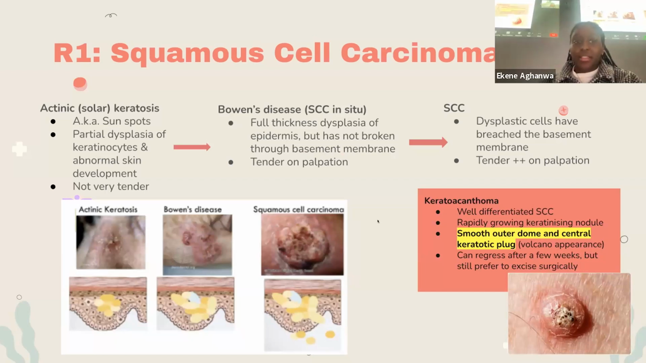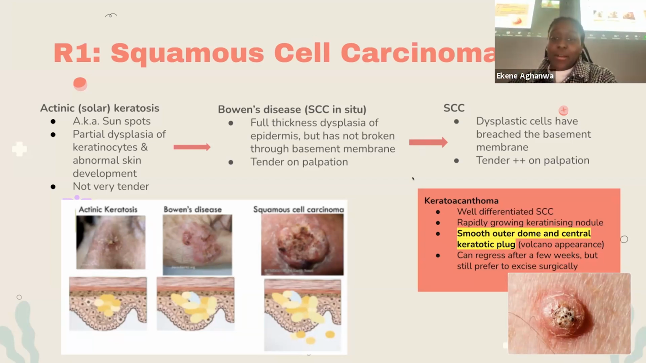So we can talk about the progression to an SCC. It starts off as solar keratosis. Some people will call this sunspots. This is where there are a few dysplastic cells in the epidermis. Then this can become Bowen's disease, which is SCC in situ. That's when the full thickness of the epidermis has dysplastic cells, but it hasn't yet broken into the basement membrane. And then SCC is where the dysplastic cells have broken through the basement membrane.